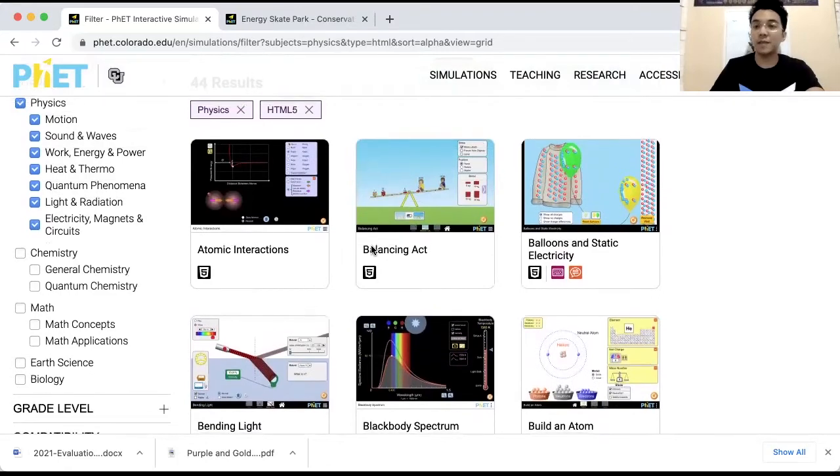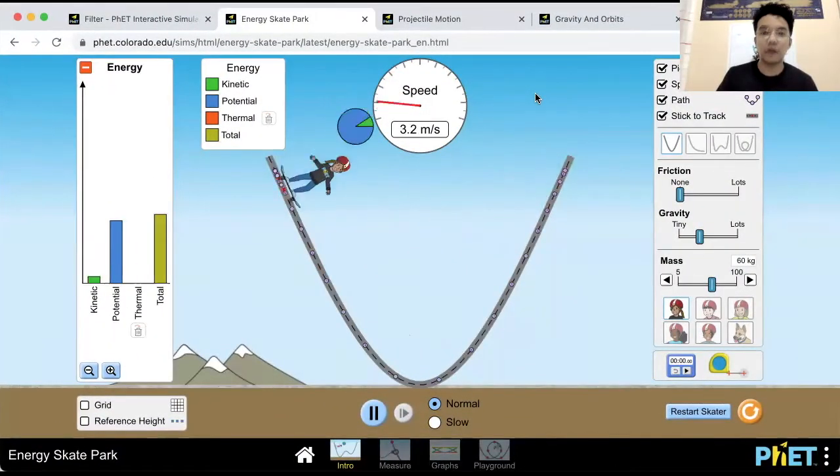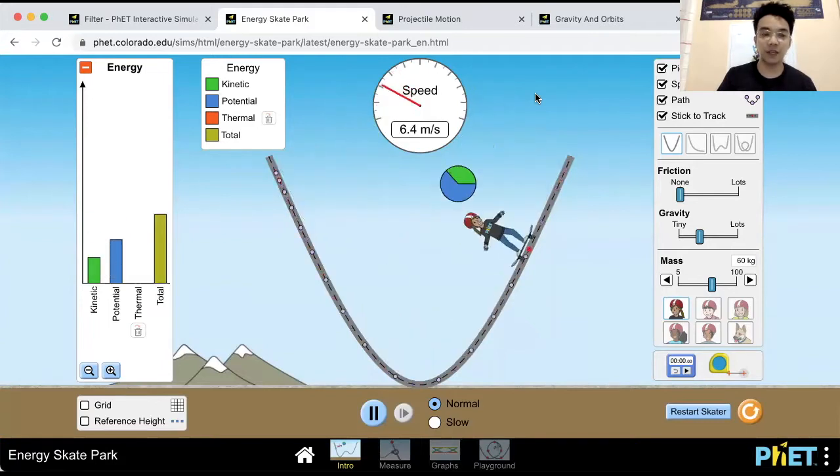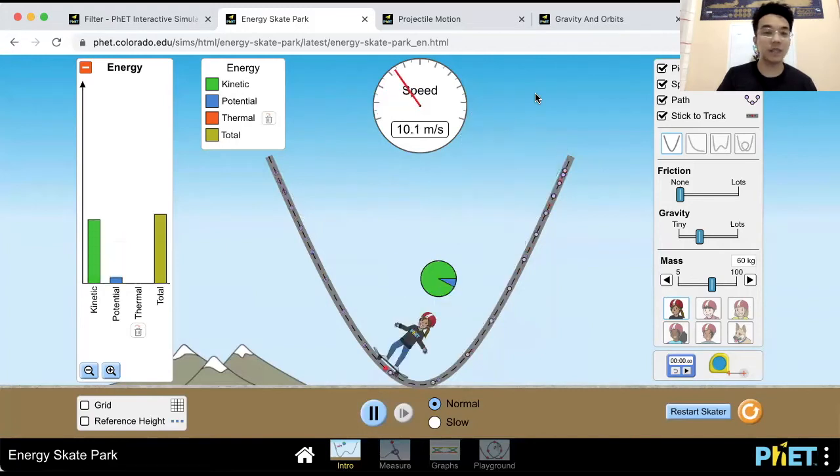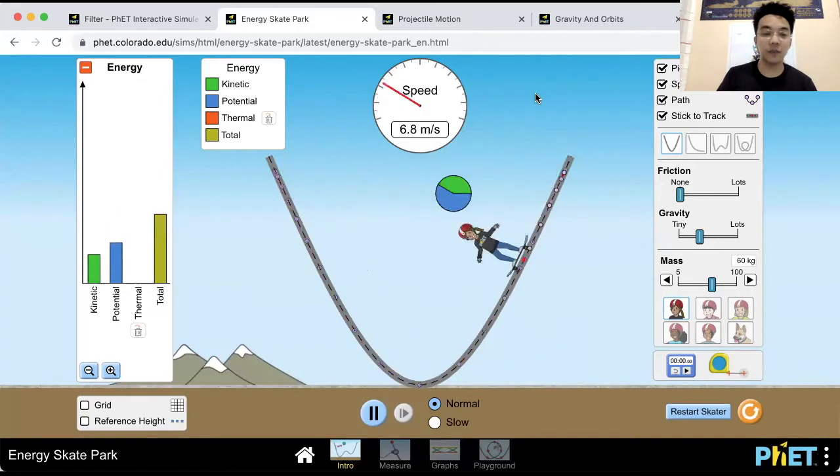You can check the website to access free and downloadable computer simulations on chemistry, physics, biology, and even mathematics. For example, this simulation helps explain the law of conservation of mechanical energy. What do you notice while the skater is moving along the tracks? What are the energies involved as a skater moves from one point to another? How will you describe the total energy of the skater?